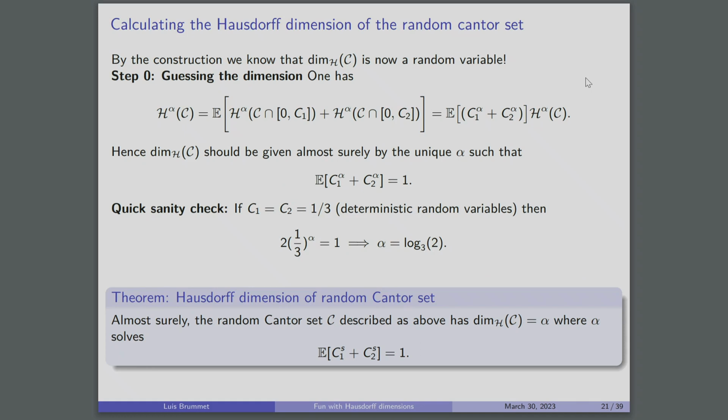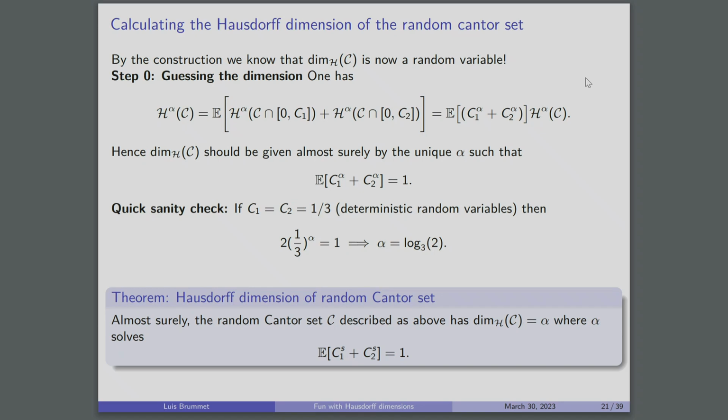So then you get the following equation. You basically solve for the expected value of C1 to the power of alpha plus C2 to the power of alpha, and this has to be equal to 1 due to this heuristic. And so you would guess, okay, maybe if I can calculate the Hausdorff dimension, then this alpha should be given such that in expectation, since now you have a random construction, right? This C1 and C2 is drawn randomly. In expectation, the Hausdorff dimension should be almost surely given by the alpha that's going to solve the following equation.